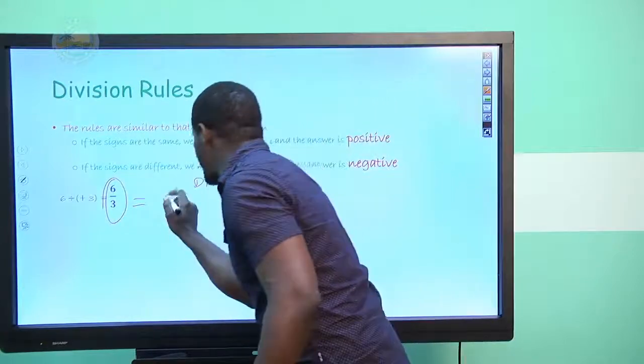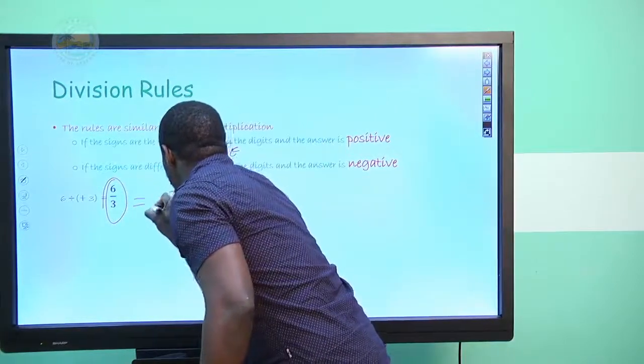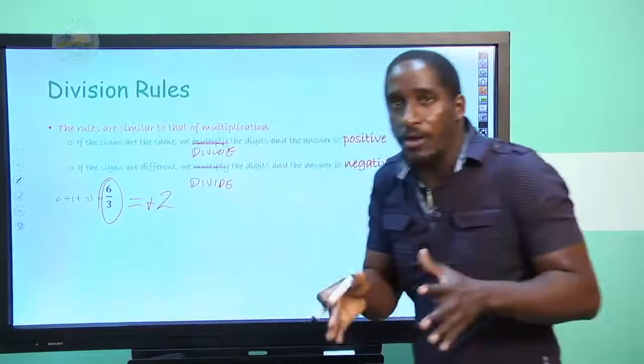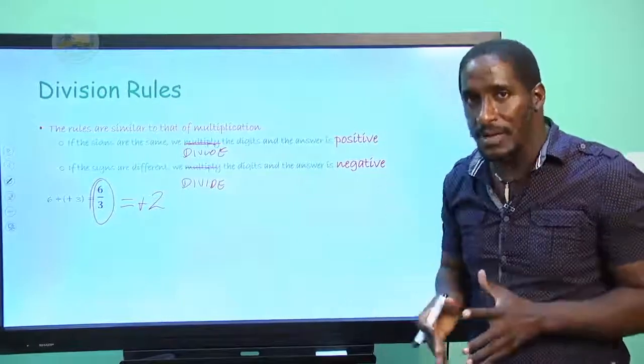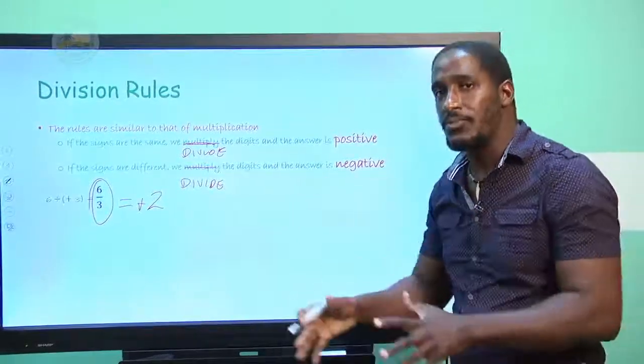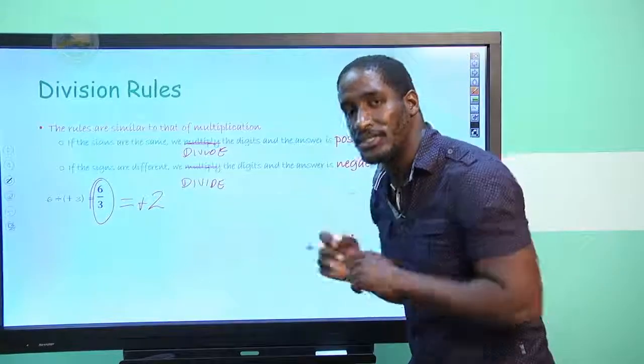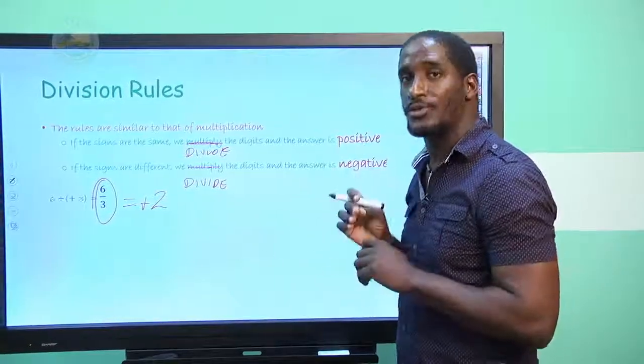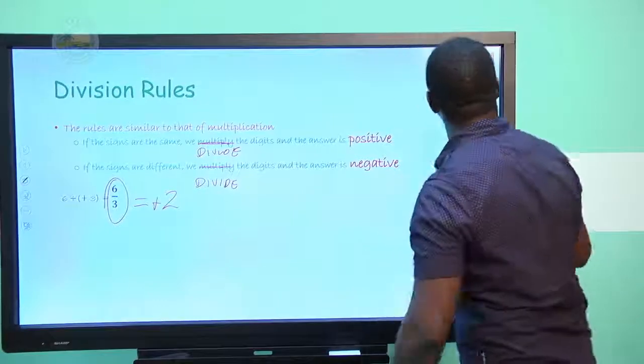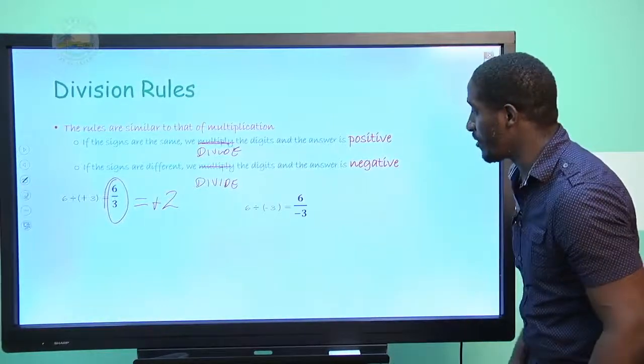6 divided by 3 is 2, and the answer is positive 2. Remember, in order for us to do any problems in mathematics, we must be able to do our multiplication. You need to learn your multiplication tables as often as possible. Ensure you know how to multiply your numbers.